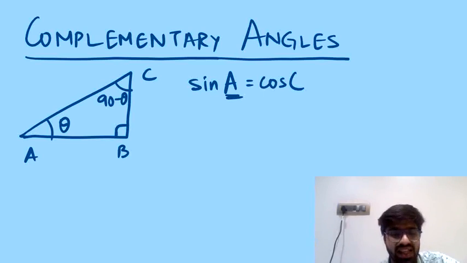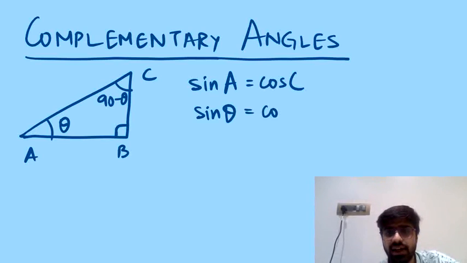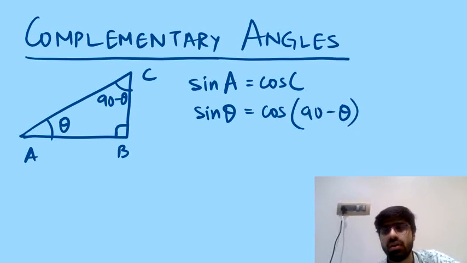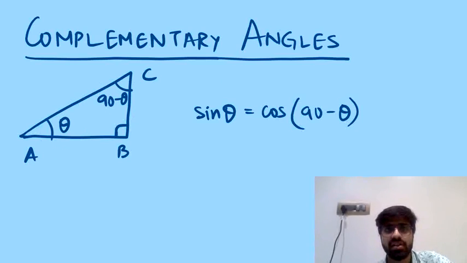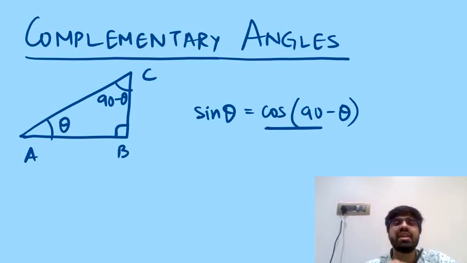So let's write sine A as sine theta, and we see that sine theta is the same as cos of the complementary angle of it, which is 90 minus theta. Why am I calling it complementary? That is because try to add this angle and this angle. Theta plus 90 minus theta will give you 90 only. So for complementary angles, you can follow this kind of a result, that sine theta will be the same as cos of 90 minus theta.